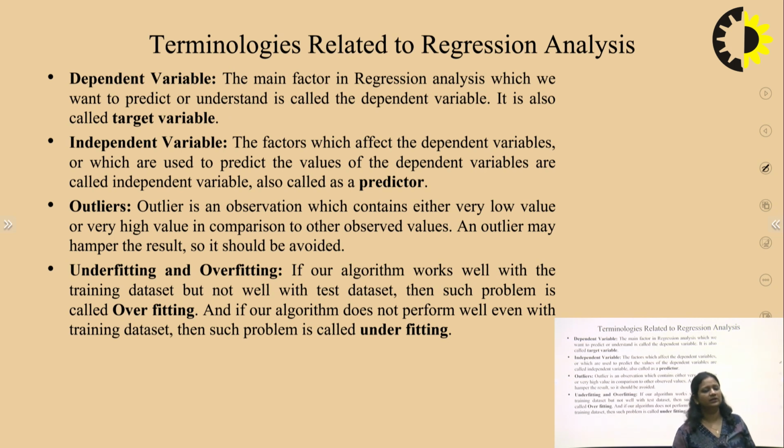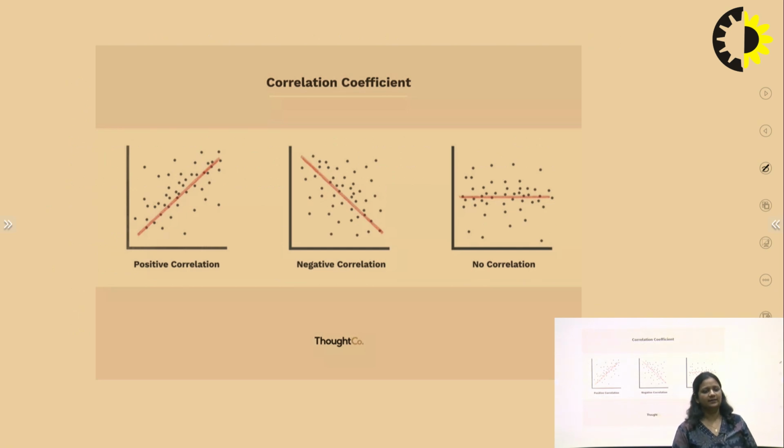Okay, so these are the basic terminologies which we are going to use in our regression analysis technique: dependent, independent, outliers, underfitting and overfitting, and so on. Yes, because in regression analysis we are estimating the relationship between two or more variables.